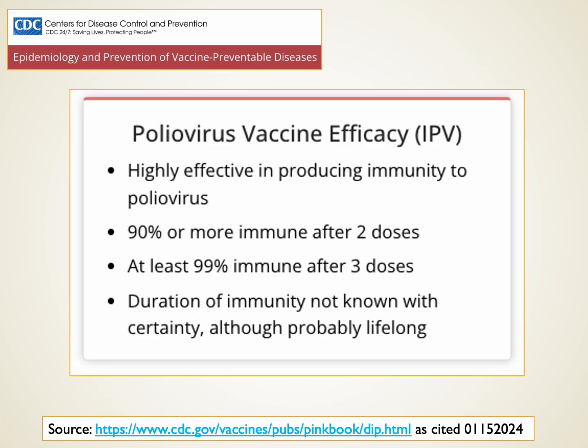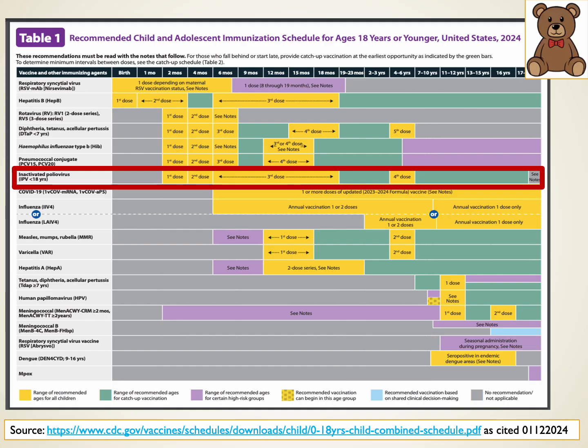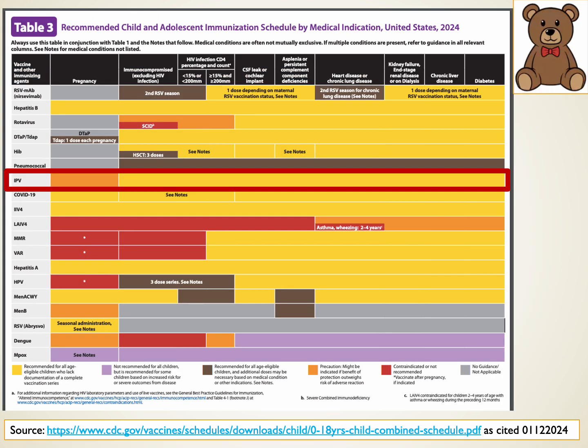The vaccine is quite effective, with at least 99% immunity after 3 doses. And there is the sequence in pediatrics, a dose at 2, 4, and the third dose somewhere between 6 months and 18 months of age. And then, other than pregnancy, there's no real concerns with its use.